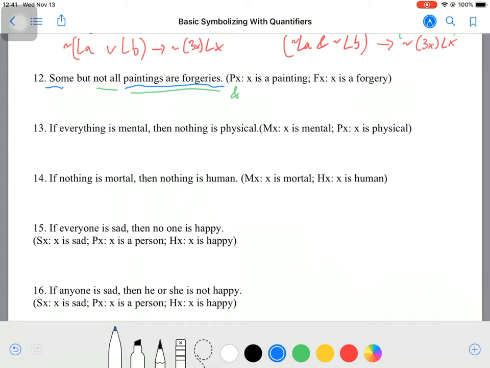So we have our category of paintings, our category of being a forgery, and we also have an existential X that some are, and we also have a not all. So let's do some paintings or forgeries. There exists an X such that X is both a painting and X is a forgery. And, because buts are translated as ampersands, it is not the case that for all X, if X is a painting, then it is necessarily a forgery.